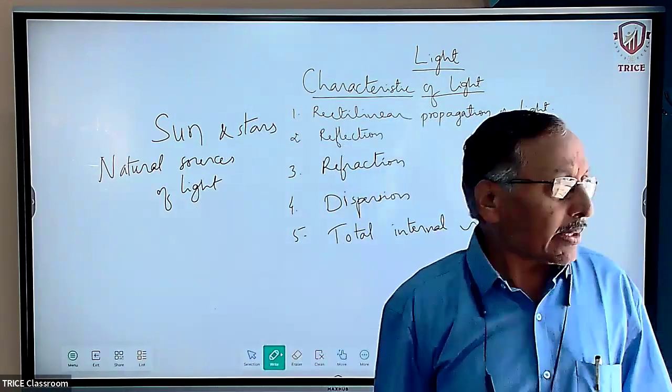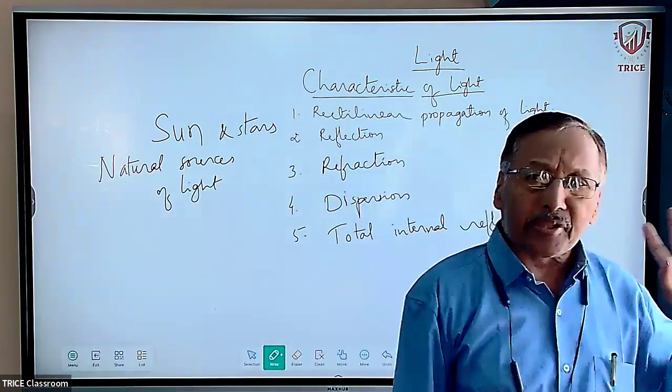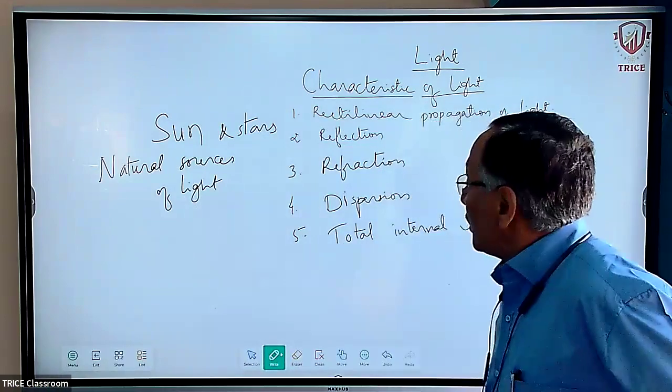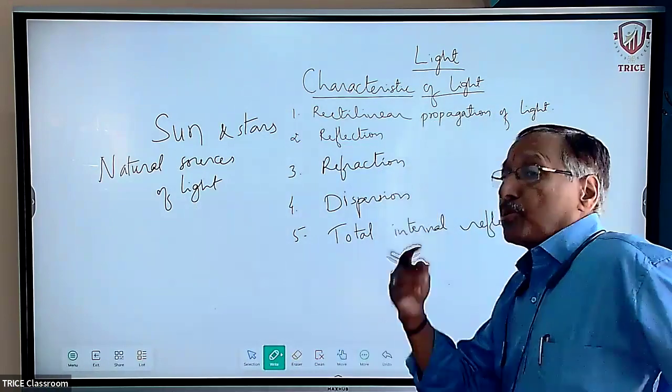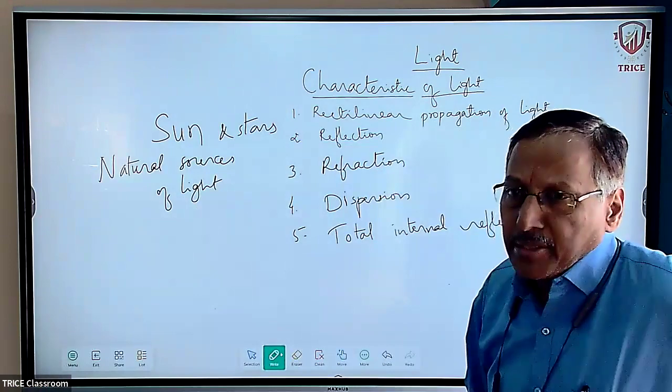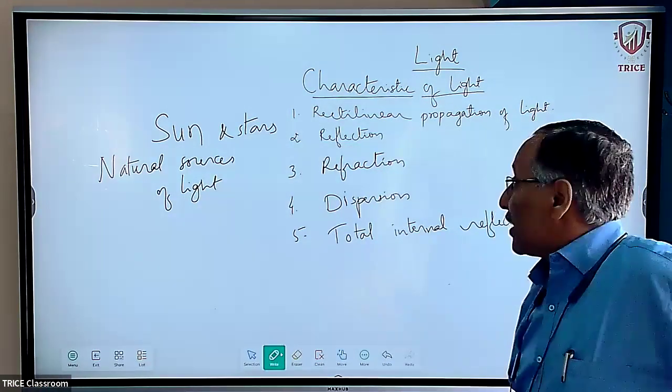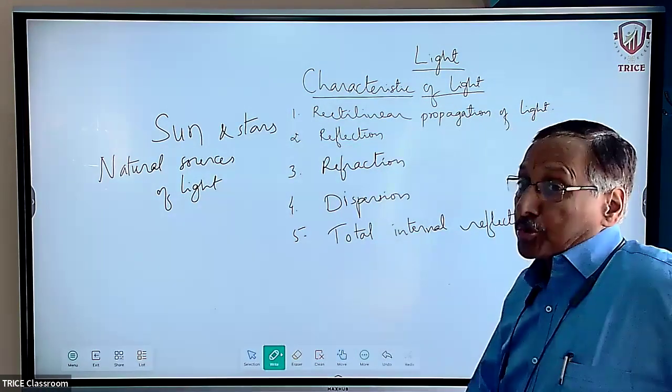Whatever light we are getting during the daytime, this is the natural source. All others, we are having tube light, series, and this and that. So many sources of light are there. They are all man-made sources of light.